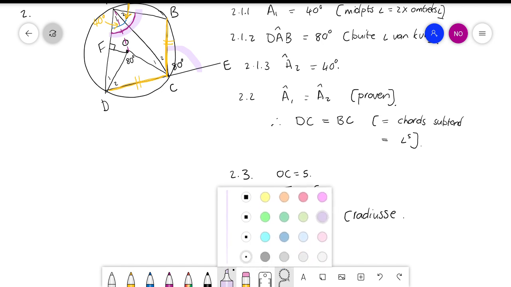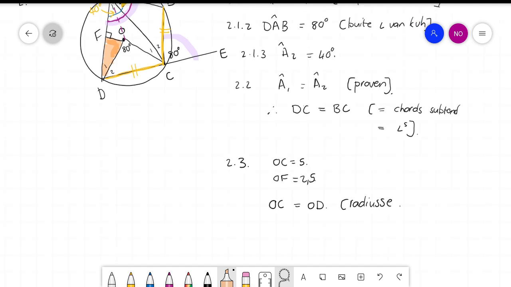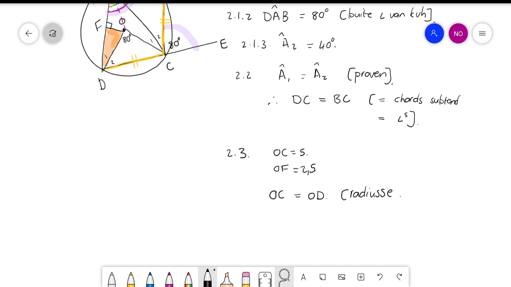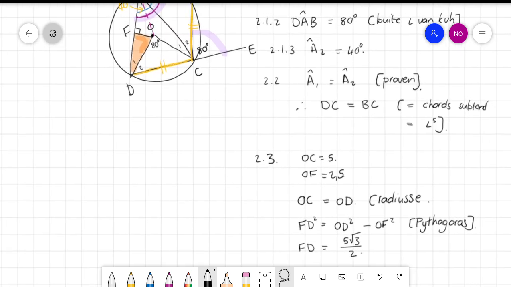And now you're working in this triangle. Okay, because in that triangle you now have 2 of the sides. So then you can say that the side FD will be equal to OD squared minus OF squared. Pythagoras. So then you get that FD is equal to 5 root 3 over 2. Okay. Most of you got that far.